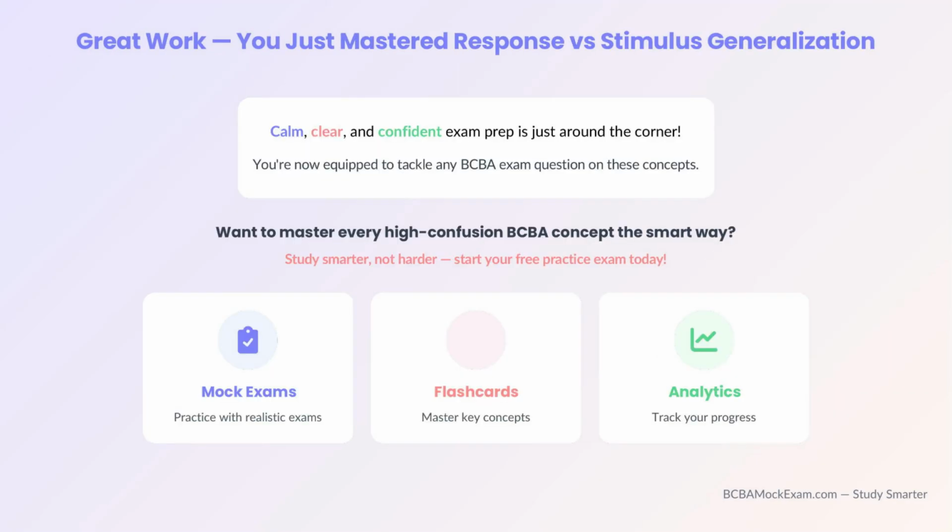And that's it. You just mastered one of the most confusing pairs in the BCBA task list: response versus stimulus generalization. Here's your rule of thumb. Same response, new situations, that's stimulus generalization. Same situation, new responses, that's response generalization. Simple, powerful, unforgettable.